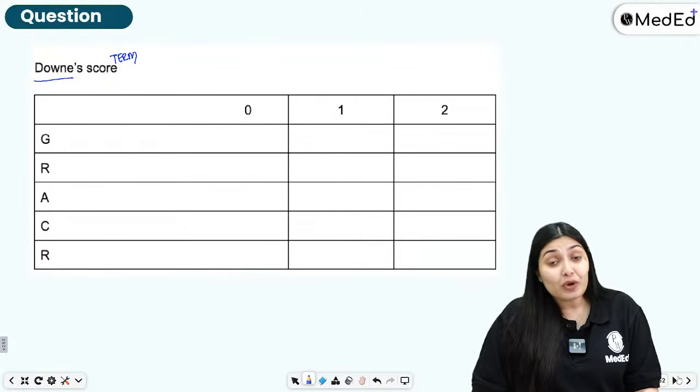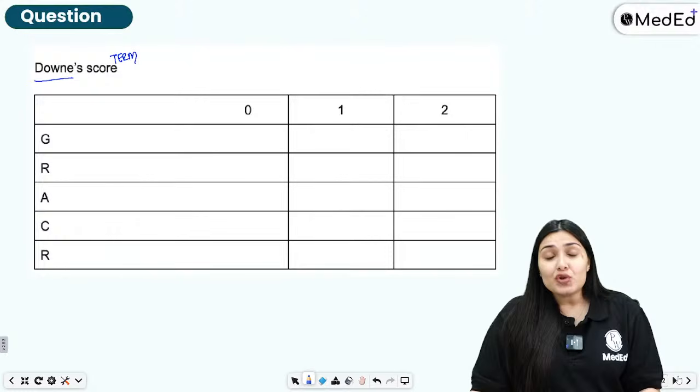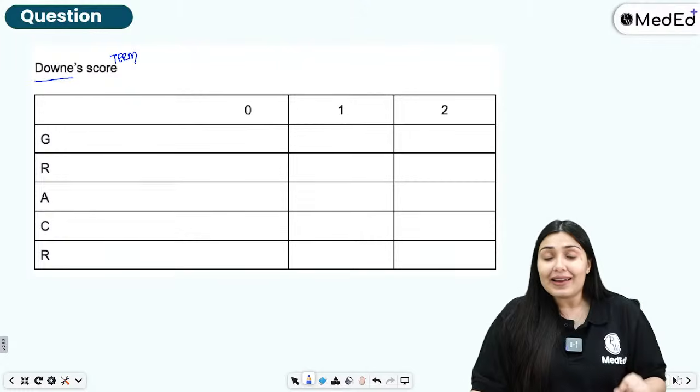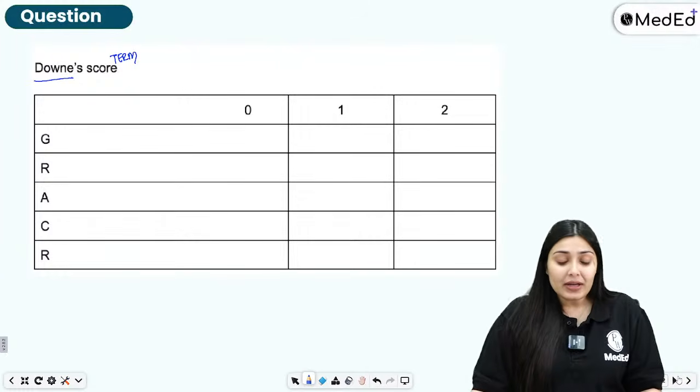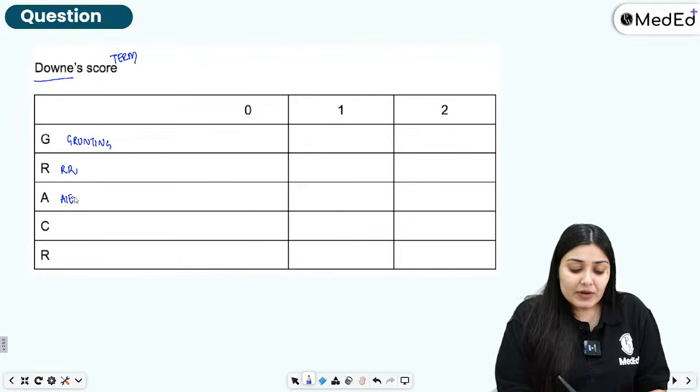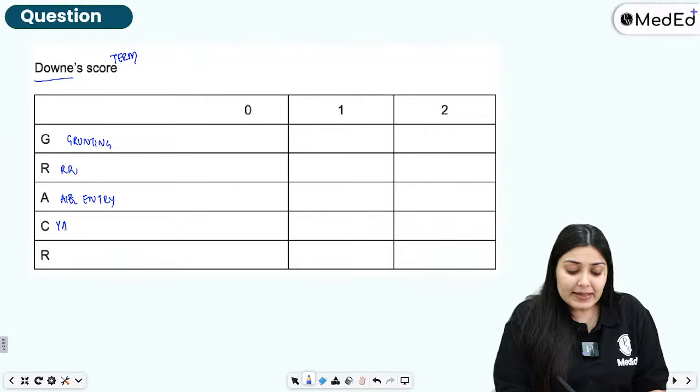Now let's talk about this Downey score. They have also asked about Downey score in the exam. So the components of the Downey score can be remembered by the mnemonic GRACE. I have written GRACE over here. This is the mnemonic. G stands for grunting. R is for respiratory rate. A is air entry. C is cyanosis. And R is retractions.